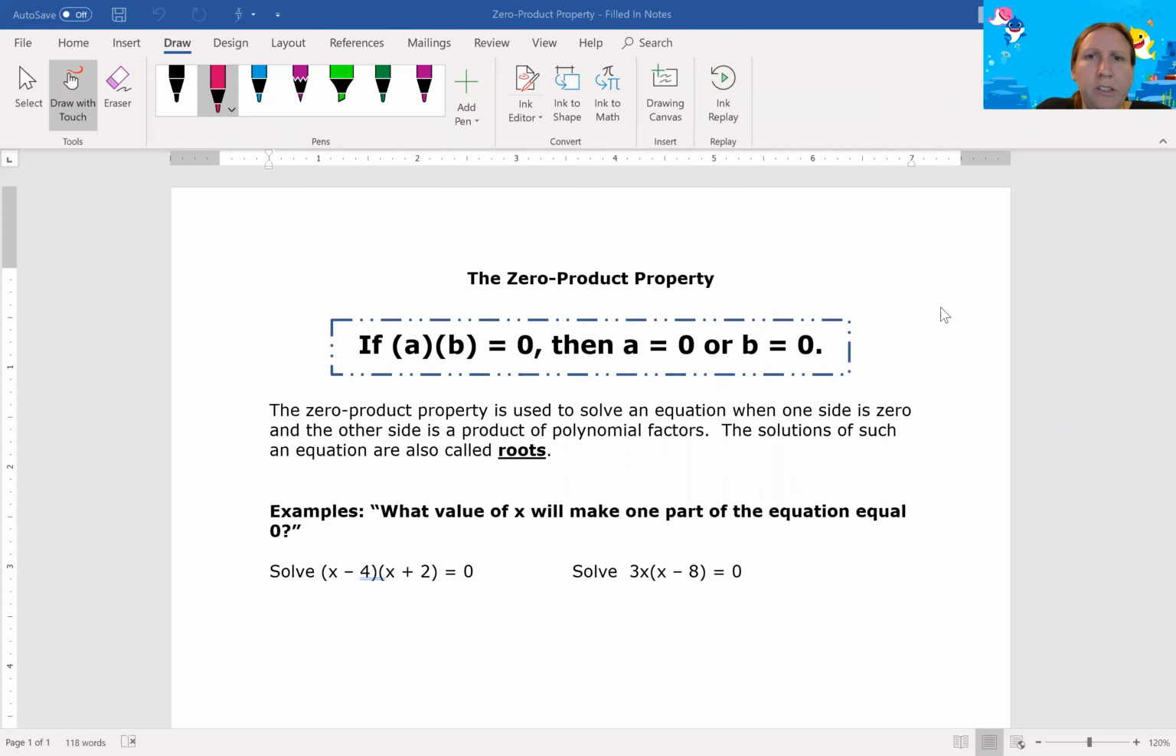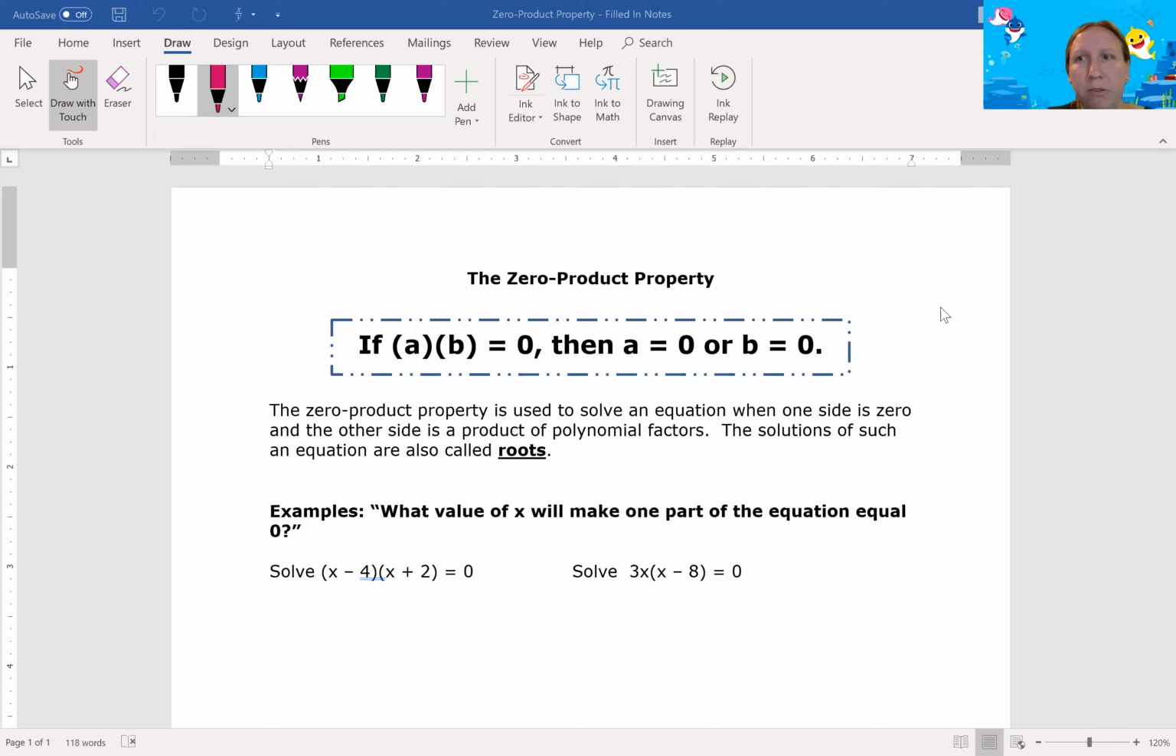So today we're going to learn how to use the zero product property. If I told you A times B equals 0, I'm hoping you realize that that must mean that A is 0 or B is 0. I guess they could both be 0 also, but at least one of them has to be 0 because any number times 0 will give you 0.